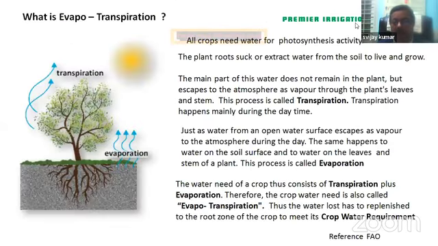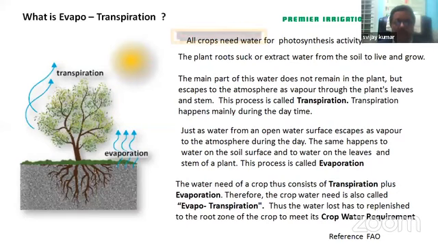So now we all know evapotranspiration. This is a very important term and all of you are aware of it. All plants have to undergo photosynthesis activity. The plants suck water from the soil to live and grow. The main part here is that water does not remain in the plant but escapes to the atmosphere when it is a sunny day, either through the plant's leaves or the stem. And this we all know is called transpiration. And this happens mainly during the daytime.